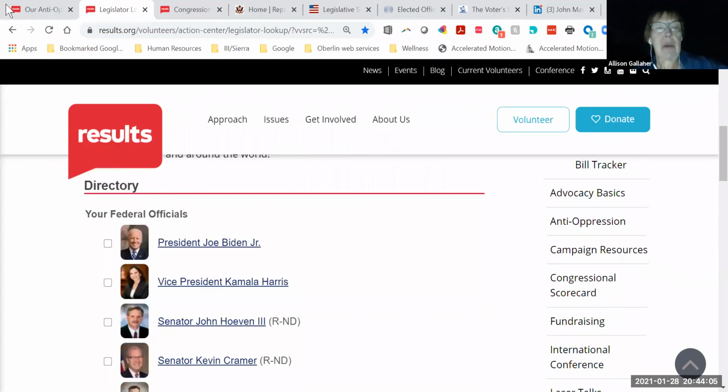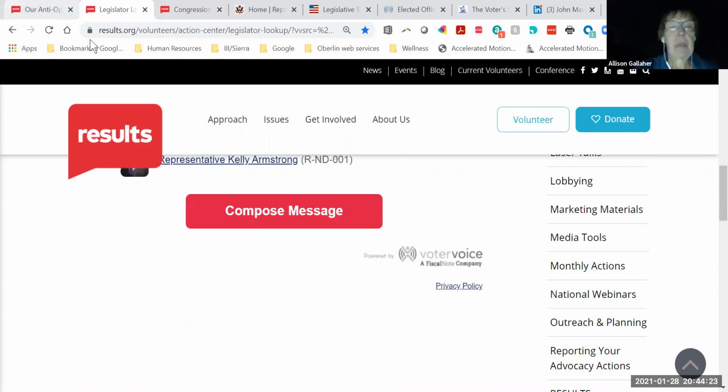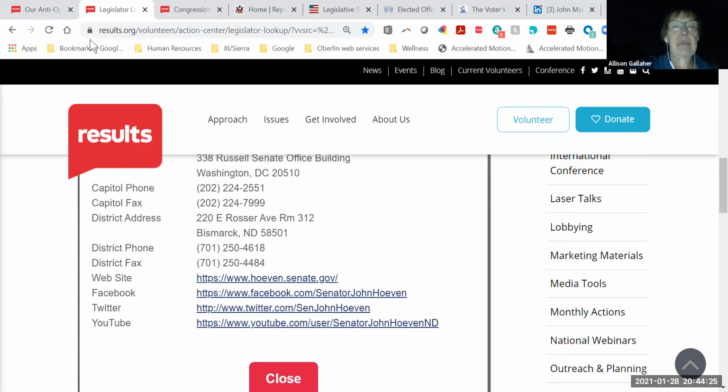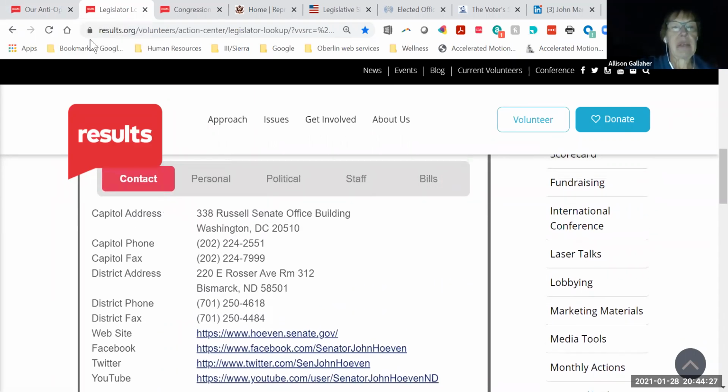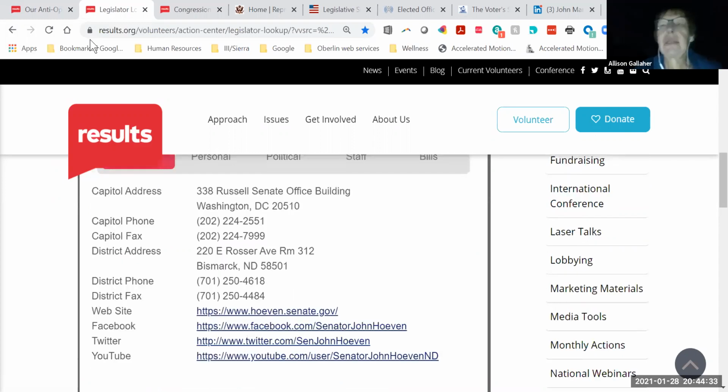And the president and the vice president represent you. Your two senators represent you, and then Kelly Armstrong is the member of the House for that district. So I'm interested in John Hoeven, and I am now browsing to the directory entry that is part of this tool that's been given to us. So here we have a picture. The first thing we'll land on is contact information.